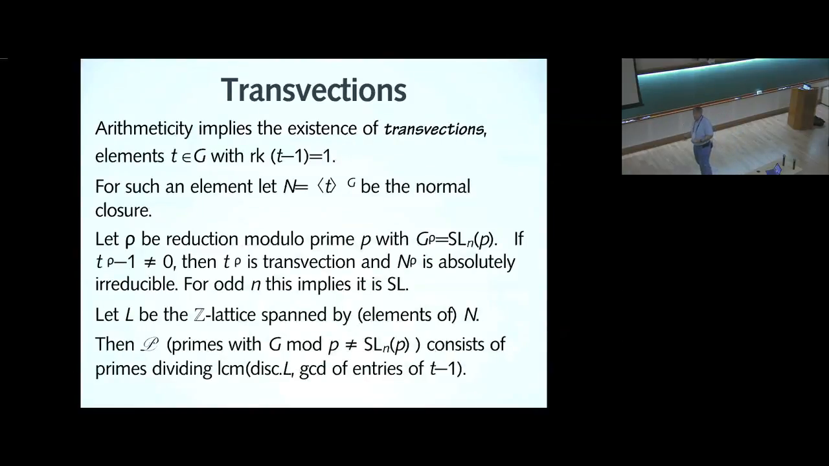We approximate that lattice, calculate the discriminant, factor it, and we need to look at the primes which divide the discriminant of the lattice and those primes modulo which T minus identity becomes 0, so that's the GCD of the entries of T minus 1.